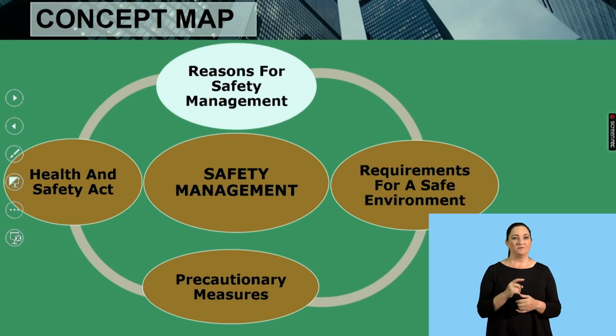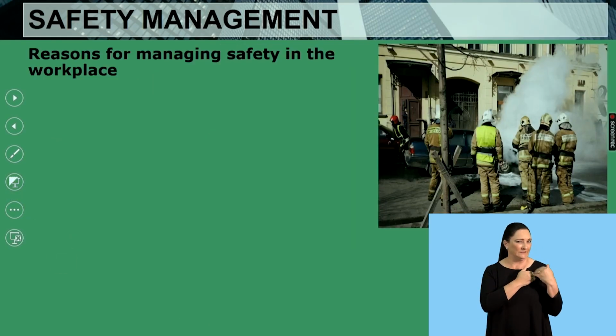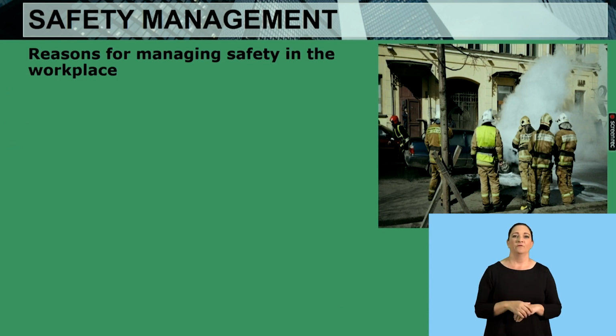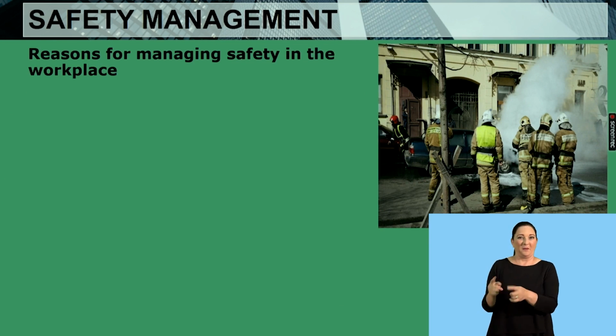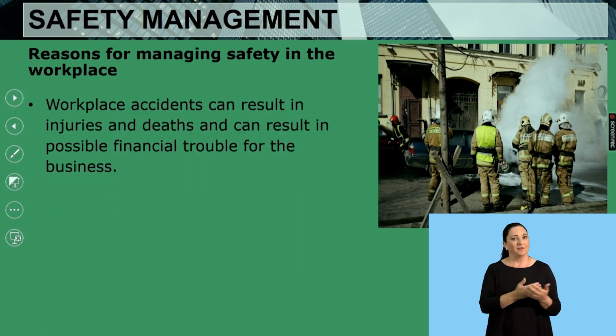Welcome back, grade 11s. Now let's look at our first concept that we will be dealing with today, which is called the reasons for safety management. As you can see from the picture, it is showing that there was a certain fire that has occurred in a particular building. Now you would ask yourself questions such as, what caused this fire? Are there certain things that could have been done to avoid the fire? Now this is what we call safety management in the workplace.